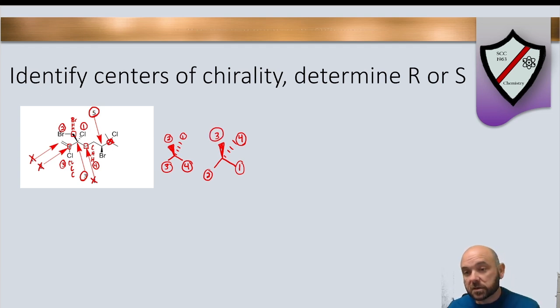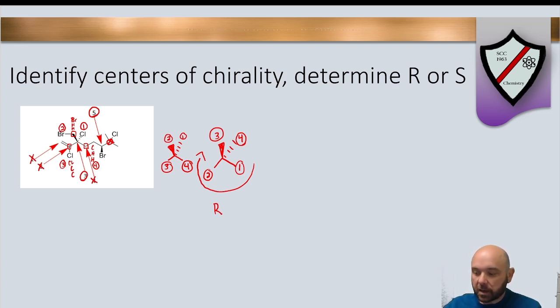Now we can stop and see, are 1, 2, and 3 clockwise or counterclockwise, and that will tell us if it's R or S. So I see here 1, 2, and 3 is clockwise. So that carbon has an R configuration.